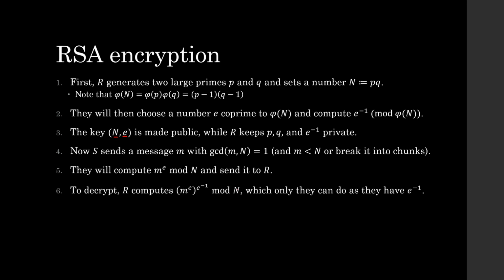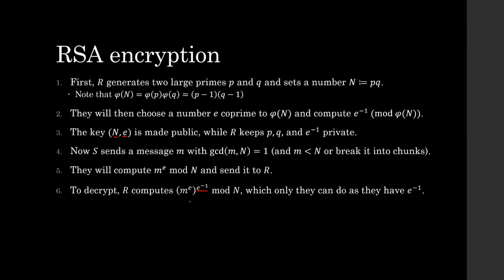So to decrypt, R is going to compute M to the E minus 1 mod N. And only they can do that because only they know E to the minus 1. Now, of course, this seems really arbitrary. Why is it M to the E minus 1? This doesn't obviously seem like this should get us M. But it does, and we're gonna see why right here.